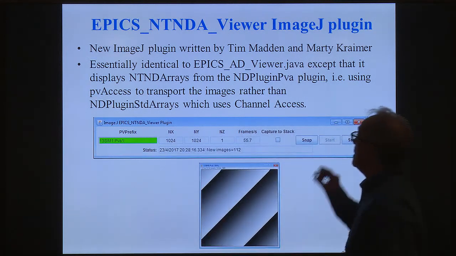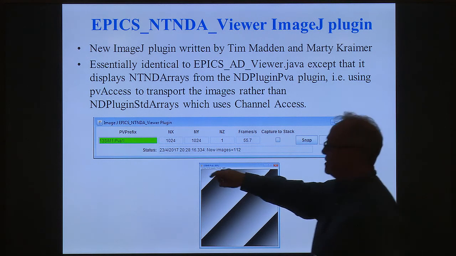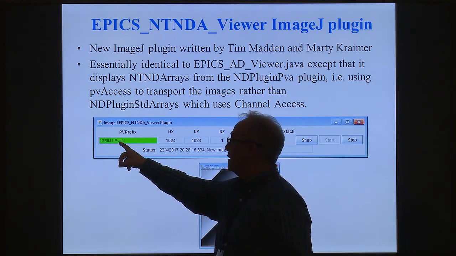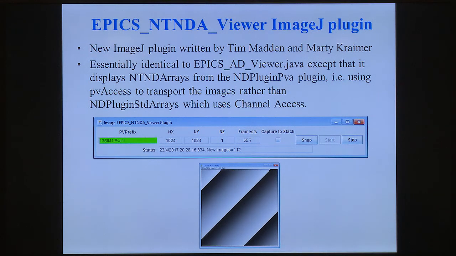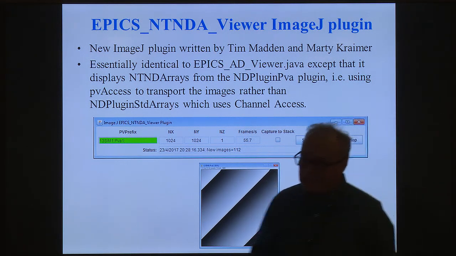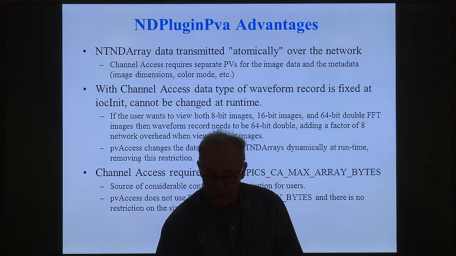So this is the ImageJ NT-ND array viewer. You see it's looking at 13Sim1:Pva1 instead of Image1, which you probably would have seen with a channel access viewer, but very similar interface. But it's a cleaner design because it's using the atomic NT-ND arrays instead of channel access with waveform records.